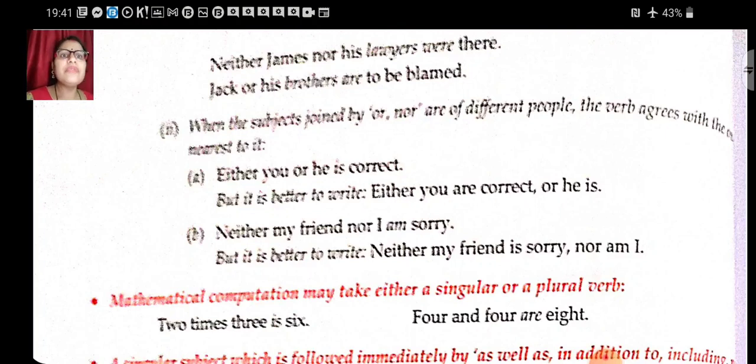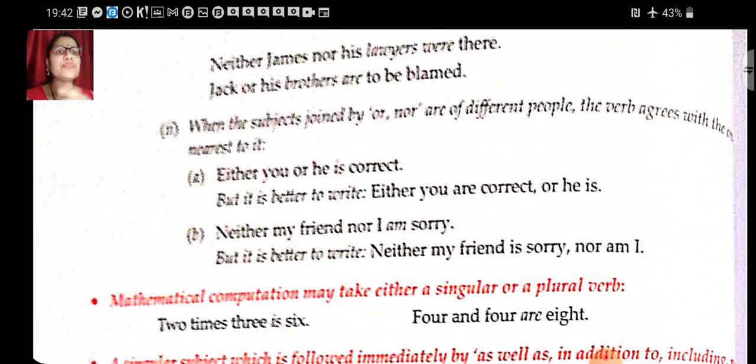So let's move forward. When the subjects joined by or, nor are different persons. Now if anywhere you find or and nor used for different persons, not for one person, the verb agrees with the one nearest to it. Either you or he is correct. Now it's understood to you. When you read out the sentence, either you or he, how many persons are there? One or two? Two persons are there. It means plural is there.